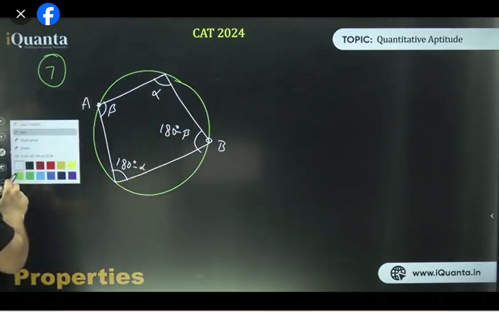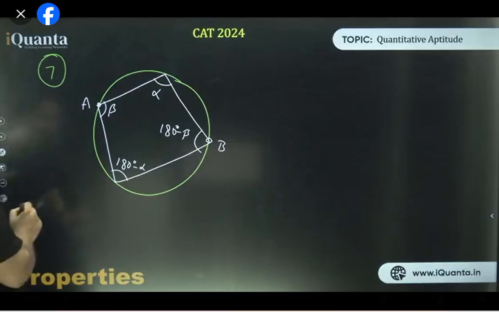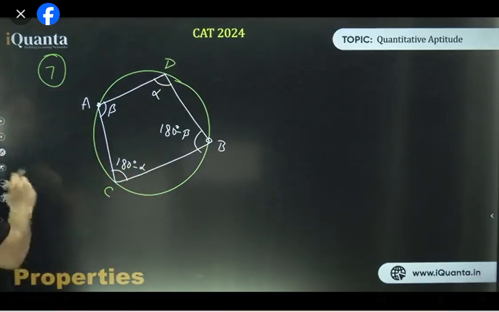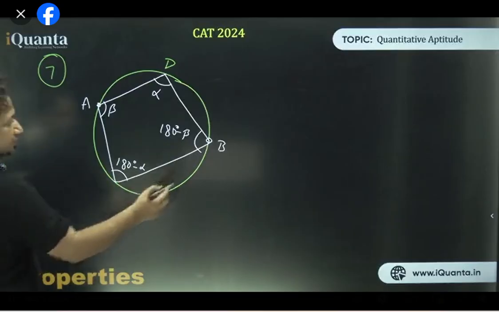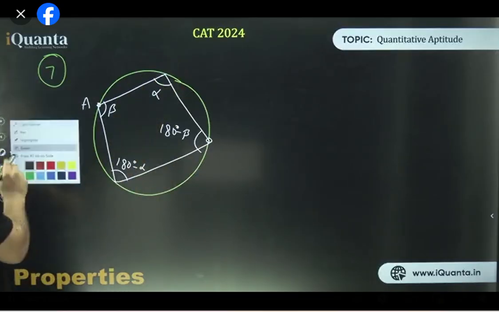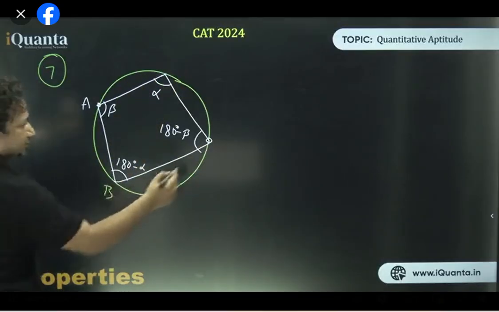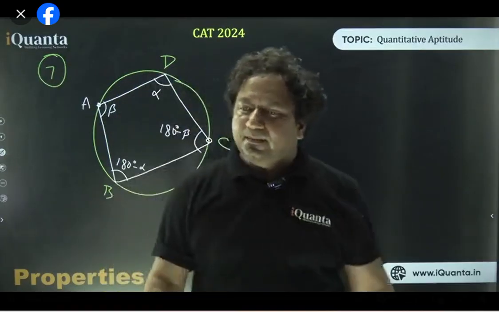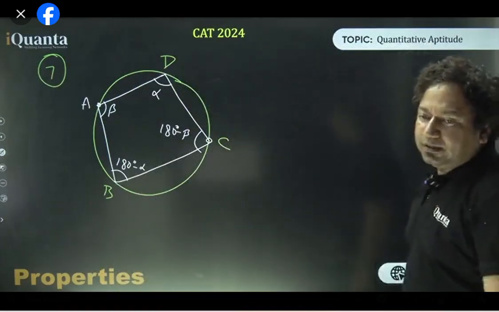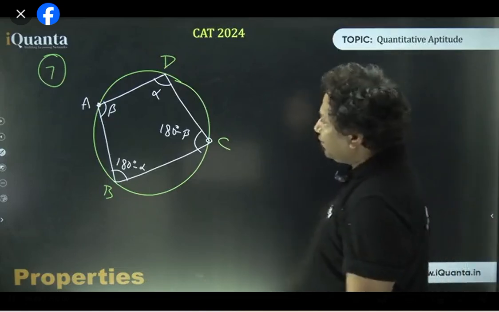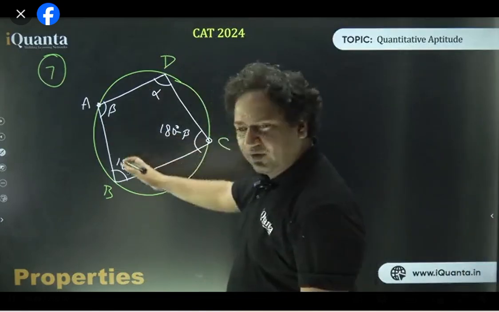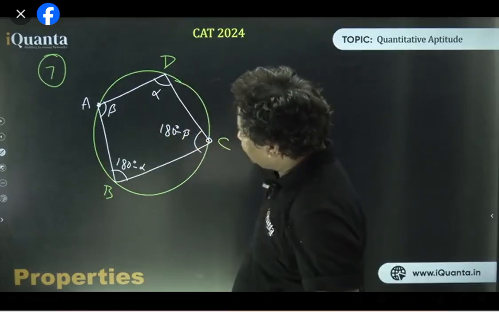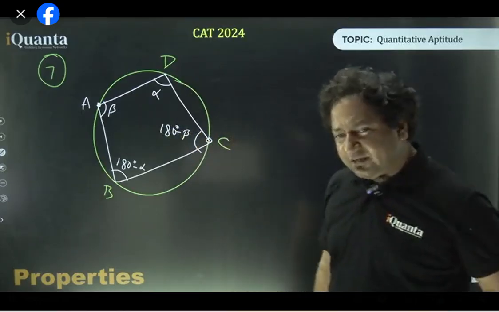Let me also mark these points. Let us call them C and D. Okay, it'll be better if I mark it like this. A, B, C, D. Okay, so yeah. So basically, what do we see here? Is this a quadrilateral? Yes or no? That is a quadrilateral, isn't it? Do we have any confusion here?